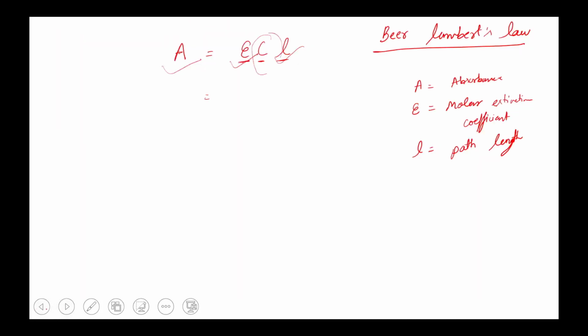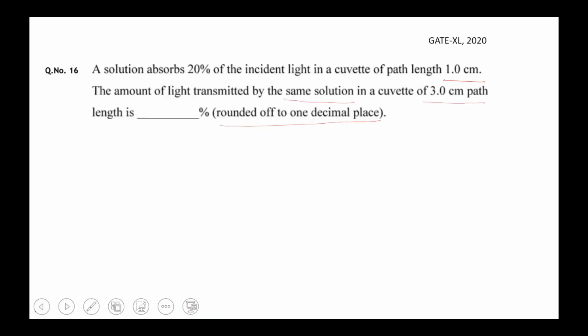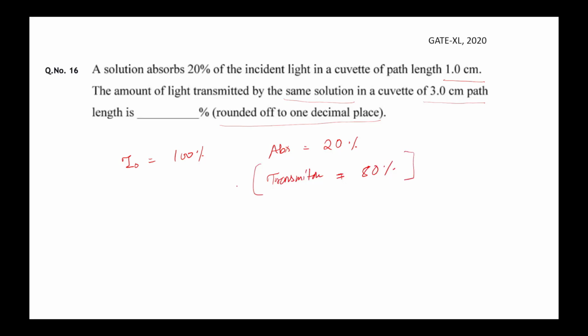Now let's see our question. The question is, a solution absorbs 20% of the incident light. So if we consider our incident light is 100%, then it is saying that absorbance is 20%. If absorbance is 20%, the transmittance would be the remaining light, that means 80% is the transmitted light, or we can say I. And the cuvette has a path length of 1 centimeter. The amount of light transmitted by the same solution in a cuvette of 3 centimeter.